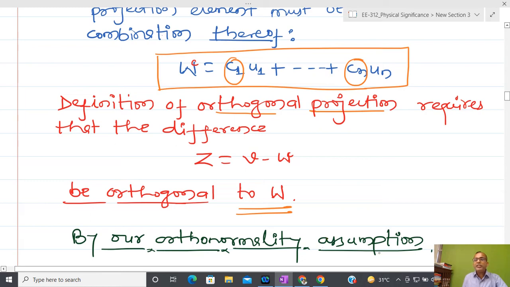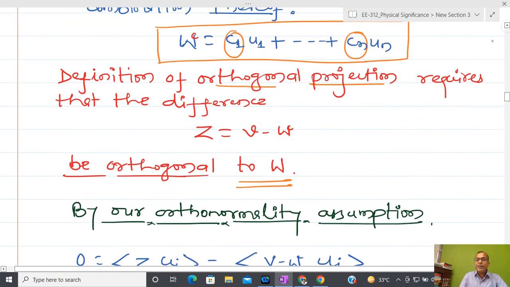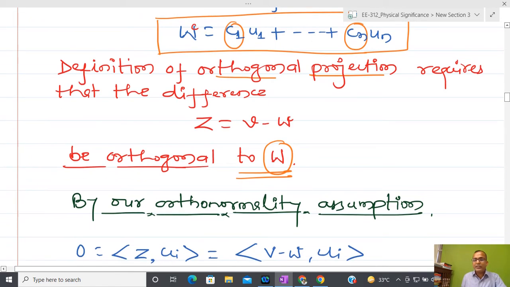Now using the orthogonality assumption, since Z is orthogonal to the subspace W, if I take any vector of W and take the dot product or inner product of it with Z, then that is equal to 0. Because Z is orthogonal to W, I have to check this for each and every vector of W. I have already told you that the simplest way is to just look at the basis vectors and take the dot product of each and every basis vector with Z, which is equal to 0. The same kind of result I have used here.